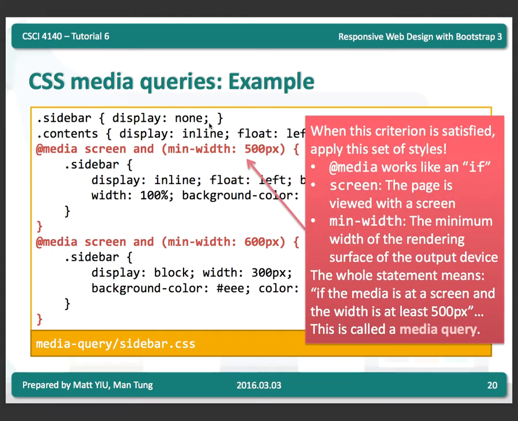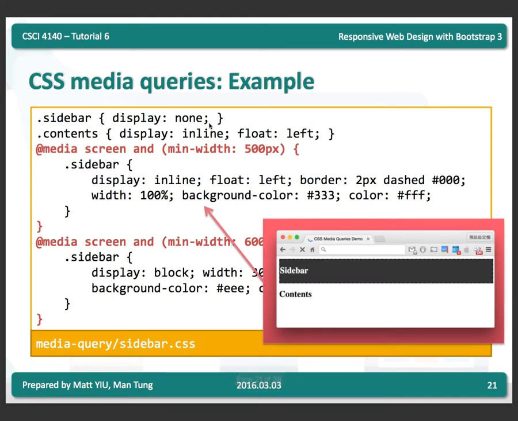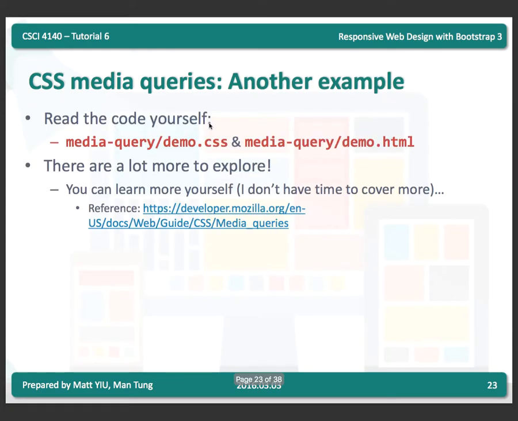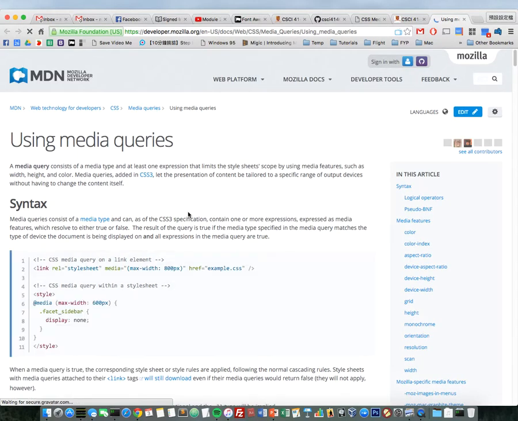Okay, so you can read this page yourself. I already explained them. So the main idea is using @media and then an expression here to control when I should apply this CSS to my web page. And there is a lot more to explore. You can go to this page. There are different expressions for controlling when to apply the CSS.